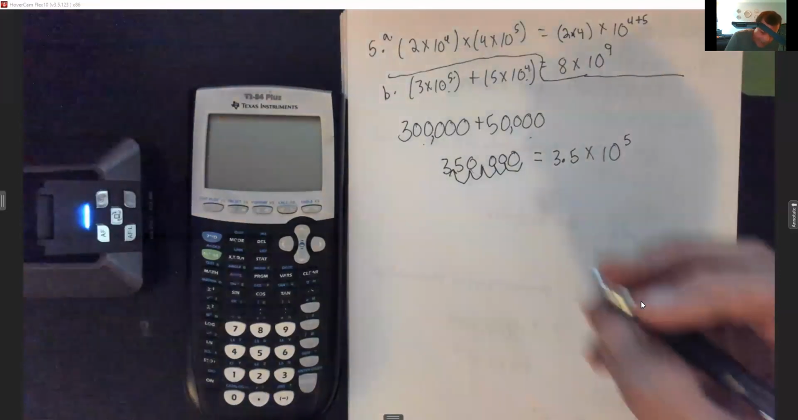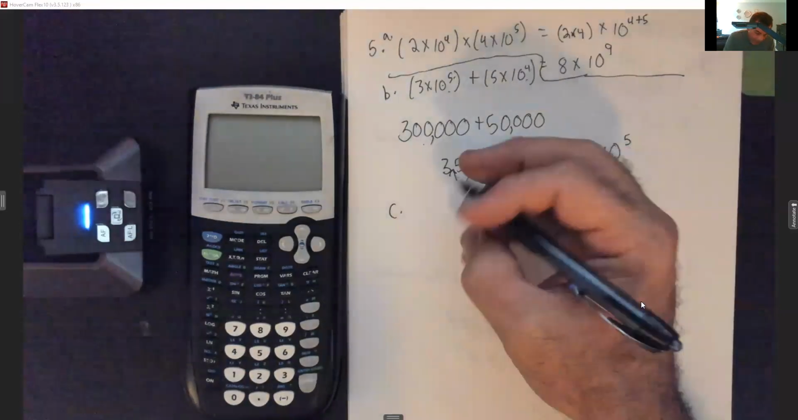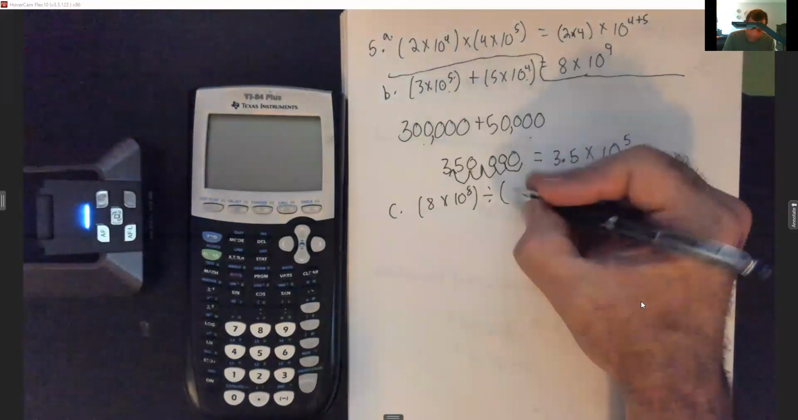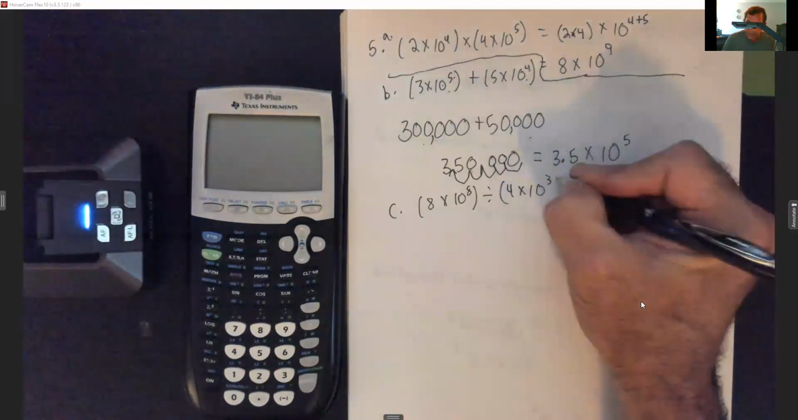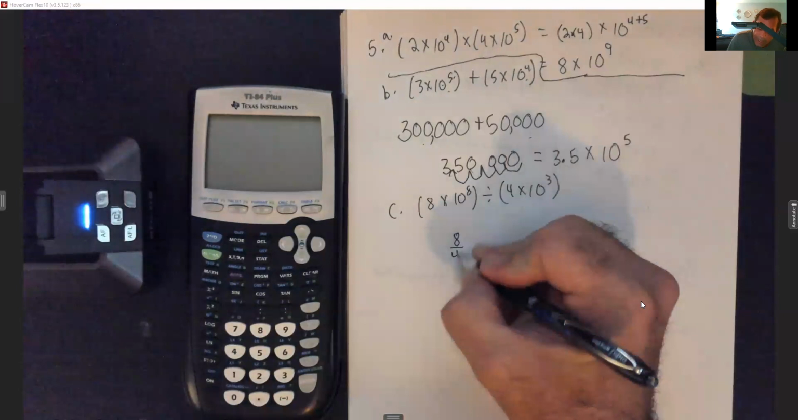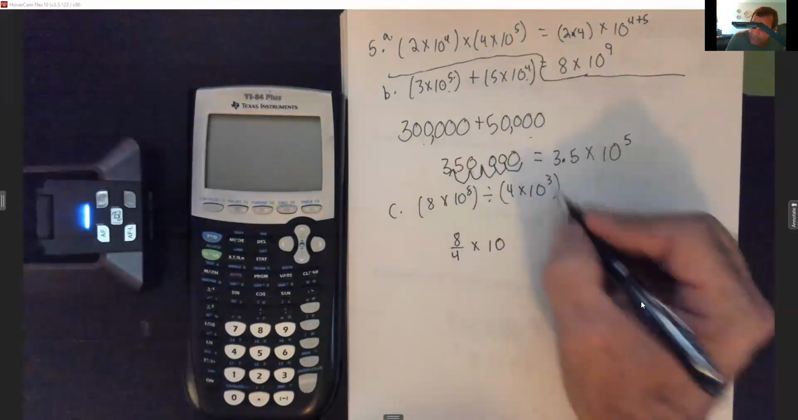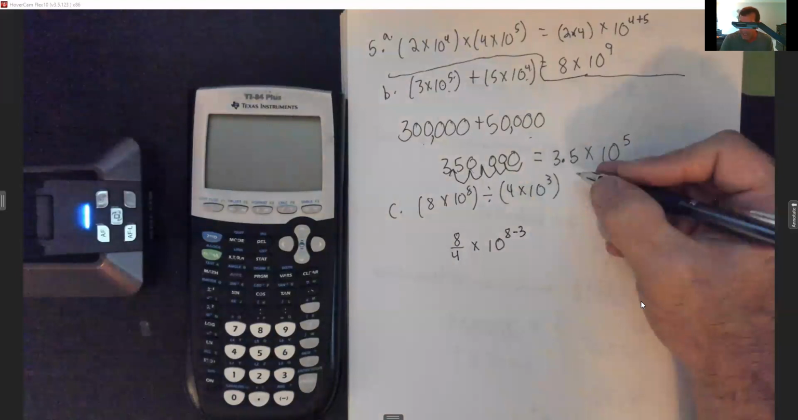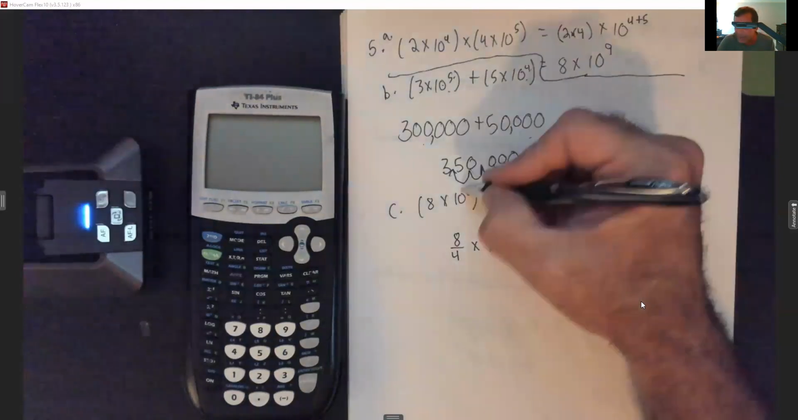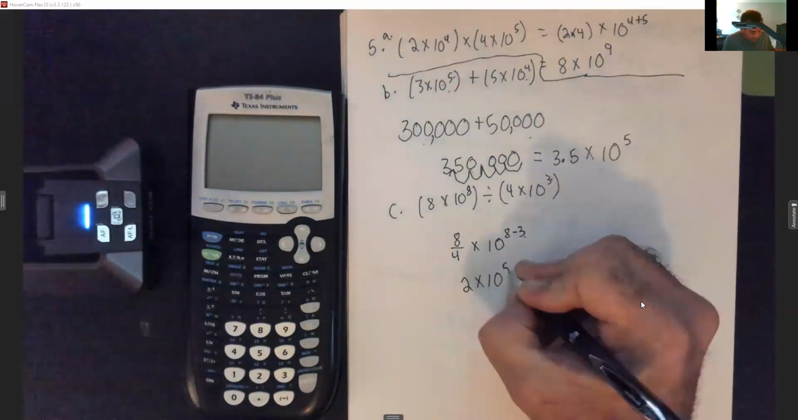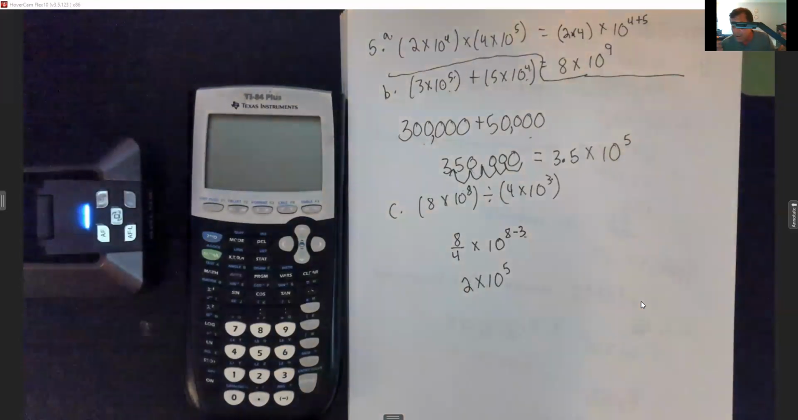All right, y'all, so the C for 5 is division, 8 times 10 to the 8th divided by 4 times 10 to the 3rd. So division, I would take the top, 8 divided by the 4 times 10, and then the exponent, when you divide, you subtract, so that would be 8 minus the 3, okay? It's always the first exponent minus the second. So what's 8 divided by 4? That's 2 times 10. 8 minus 3 is 5. Now remember, any of these you could do on that calculator using that E button, okay?